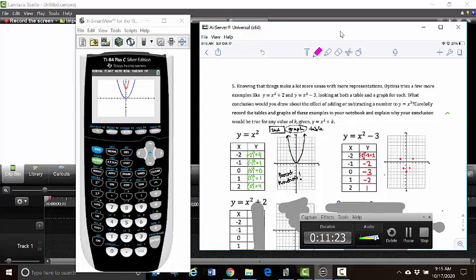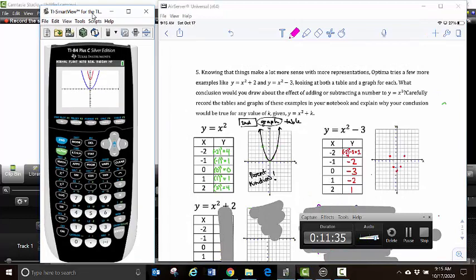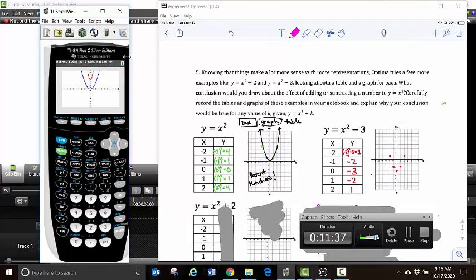Optima tries a few more examples like x squared plus 2 and x squared minus 3. Looking at both the table and a graph for each, what conclusion would you draw about the effect of adding or subtracting a number to x squared? So I'm going to show you a couple of these, and then I'm going to have you do the rest.